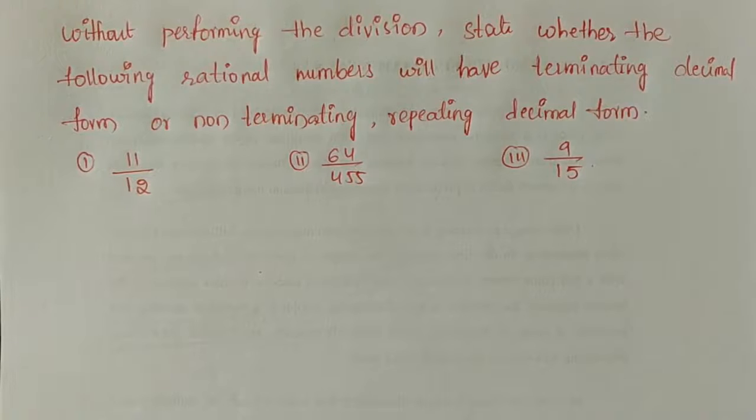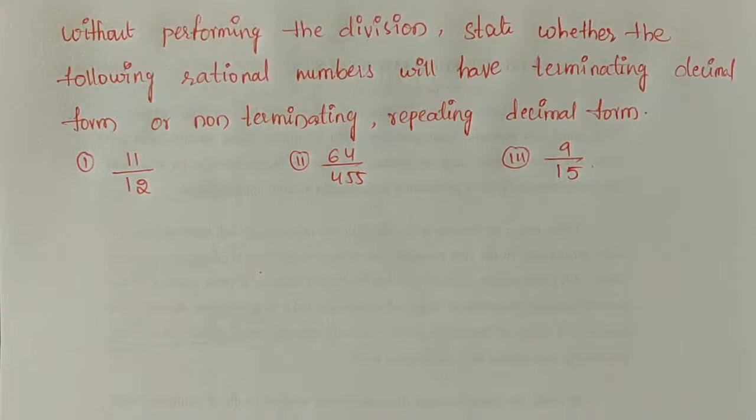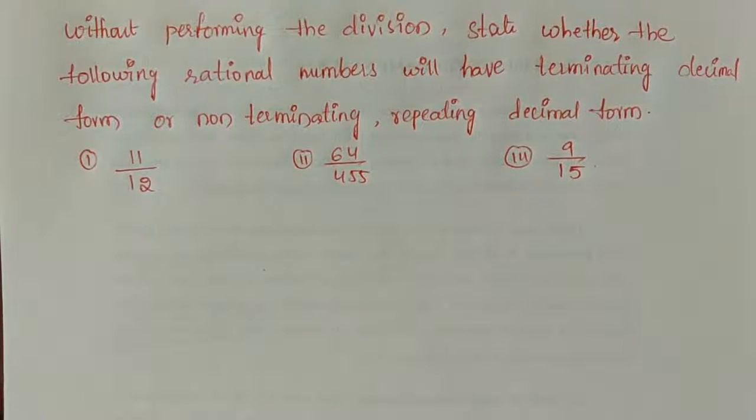In the same way, next we have: without performing actual division, state whether the following rational numbers will have terminating decimal form or non-terminating repeating decimal form. Okay. So first of all, you should remember that the denominator should be in the form of 2 power n into 5 power m. Then only that number can have the terminating decimal form.